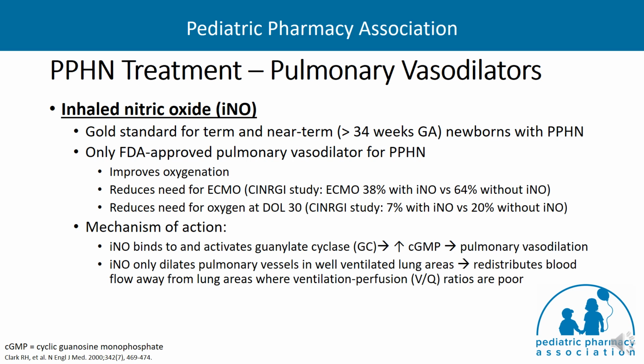Inhaled iNO enters well-recruited alveoli, and then diffuses into the smooth muscle of the pulmonary arteriole. From there, iNO binds to the heme moiety of cytosolic guanylate cyclase, which activates it and increases the intracellular levels of cyclic GMP. And this leads to smooth muscle relaxation. Dilation of pulmonary vessels in well-ventilated lung areas, which is where the iNO is able to get to, then helps to redistribute blood flow away from areas where ventilation perfusion or VQ ratios are poor. And so this is ideal in the setting of PPHN.